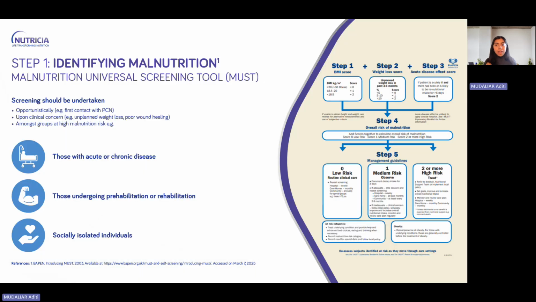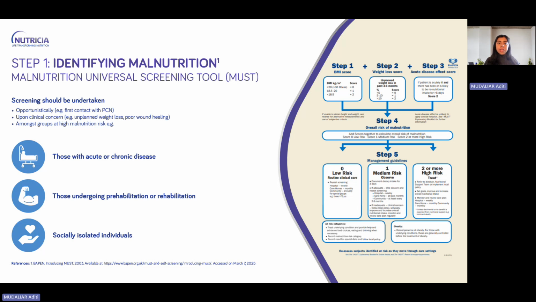So, step 1, identifying malnutrition. For those unfamiliar, the Malnutrition Universal Screening Tool, also known as the MUST, was developed and validated by the British Association for Parenteral and Enteral Nutrition, or more commonly known as BAPEN. It's a trusted, effective, and widely used tool for identifying individuals who are malnourished or at risk of malnutrition.